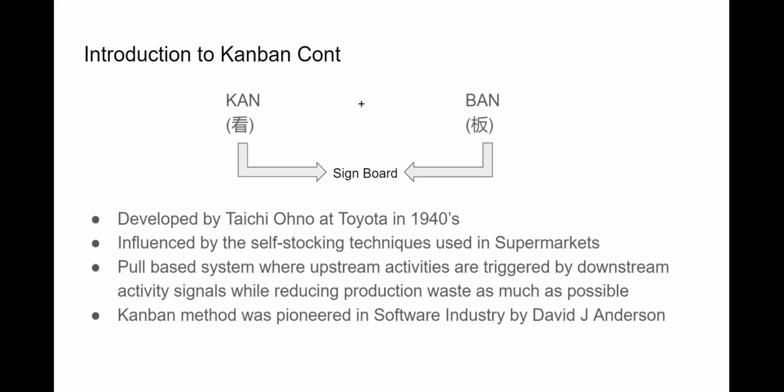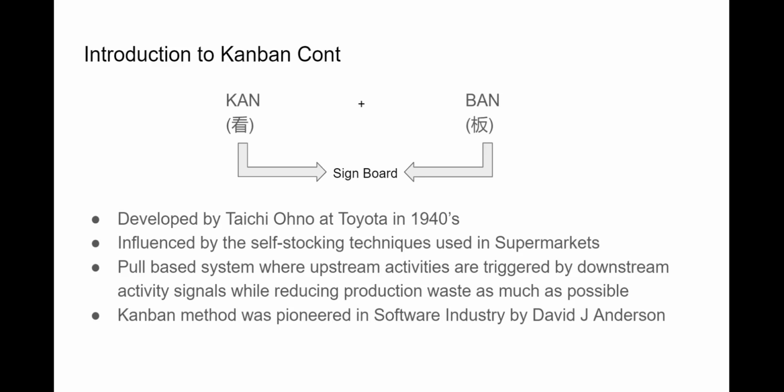This was somewhat different from other systems because it employed a pull-based system where upstream activities are triggered by downstream activity signals, while reducing production waste as much as possible while improving the production flow efficiency. And with the success stories in the manufacturing industry, Kanban was brought into the software industry later. The first application of Kanban in the software industry is recorded in 2004 by David J. Anderson while he was working at Microsoft.